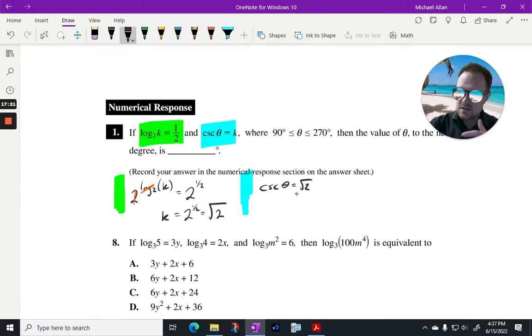Okay. So now, remember what cosecant is. Remember, you just go to your formula sheet. Cosecant is the same as 1 over sine. So that means I'm just going to take the reciprocal of this one and flip it over. And I'm going to go 1 over root 2. Remember, that's the same thing as root 2 over 2. If you want to rationalize that, you can.